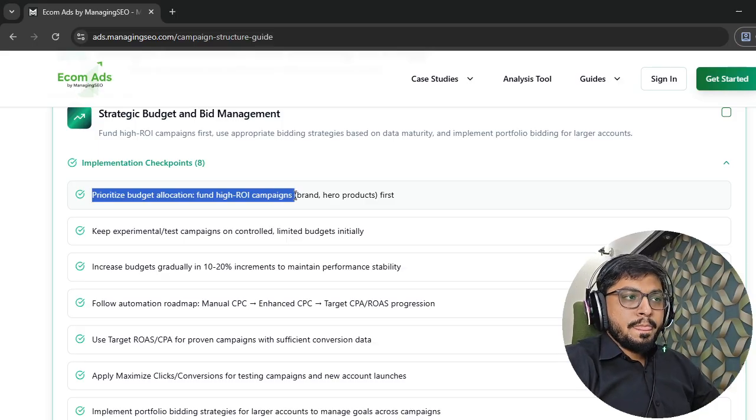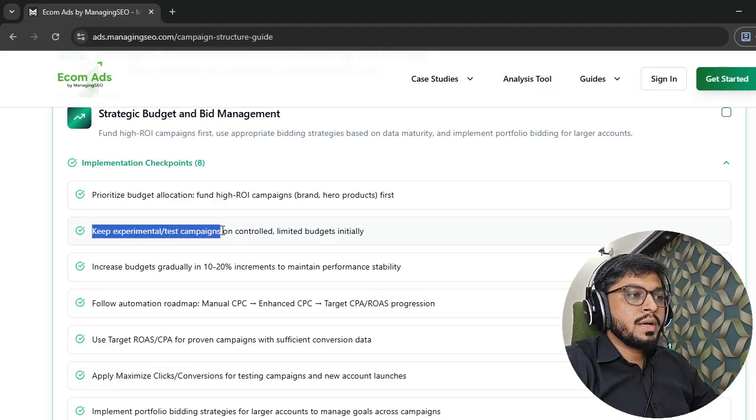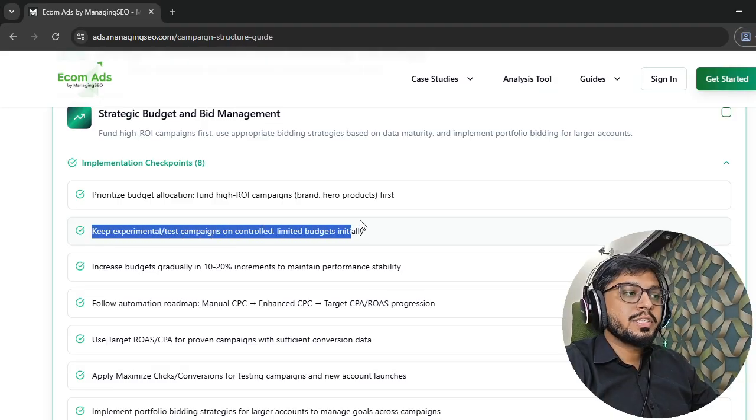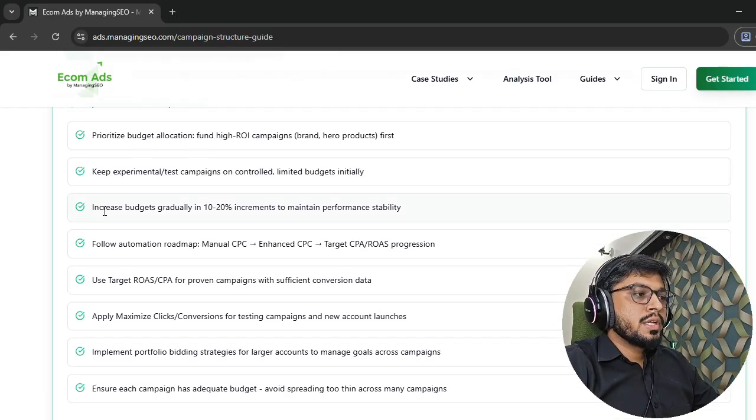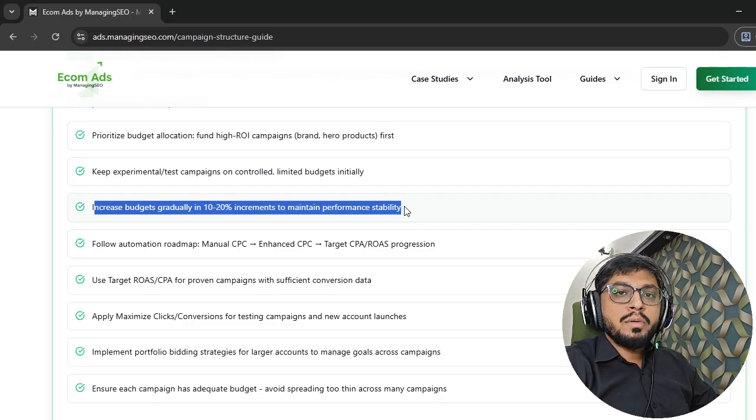As I mentioned previously, for the hero products, for the hero campaign, we need to invest more. So we'll have to allocate the budget accordingly. Keep the experimental or testing campaign separate so that we can control the budget. That's pretty basic, and it includes increasing the budget gradually, 10 to 20% increase to maintain performance stability. This is a very important point.